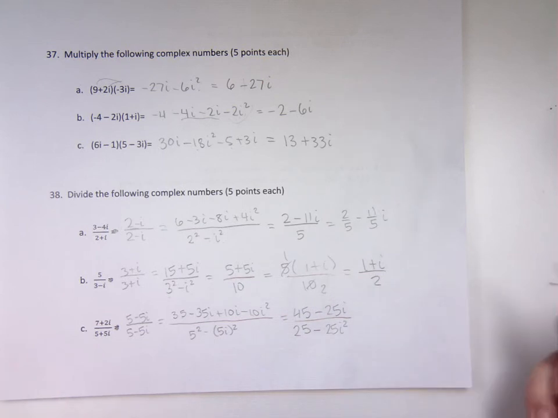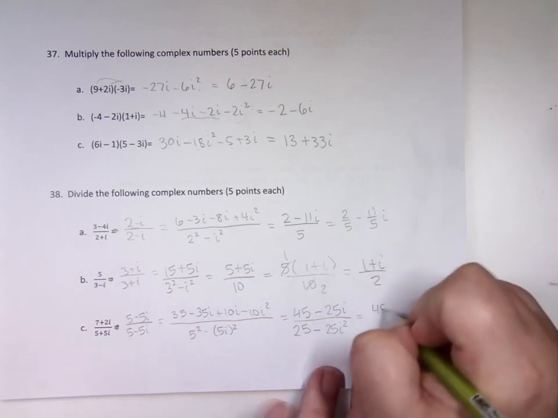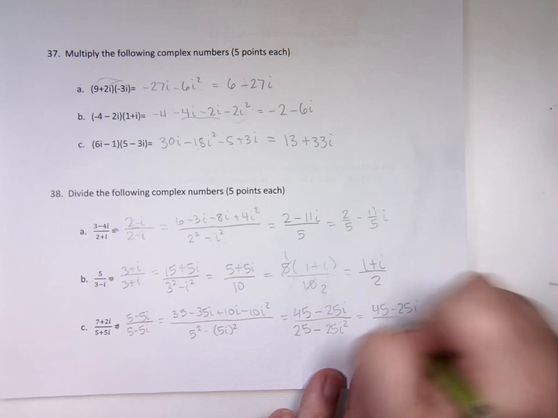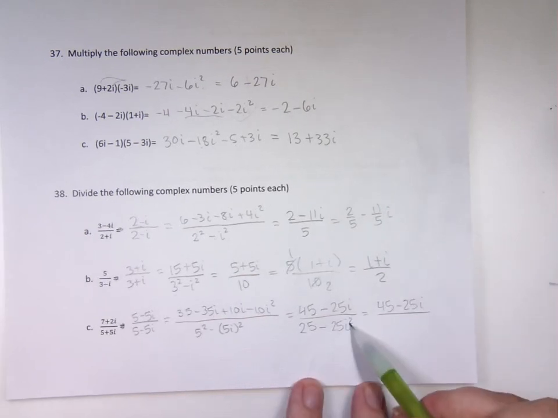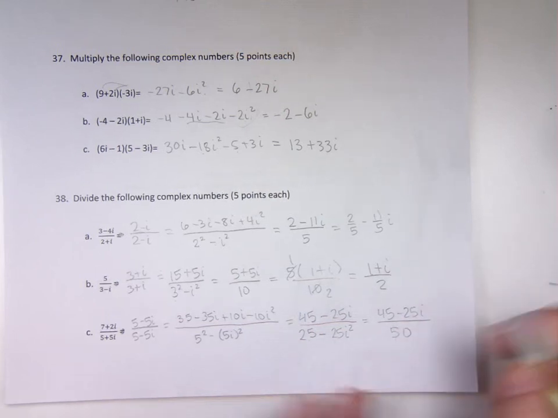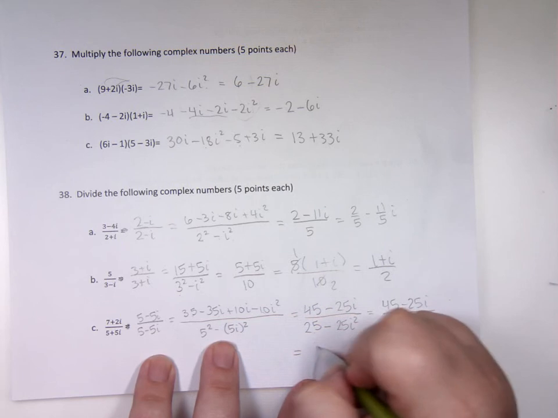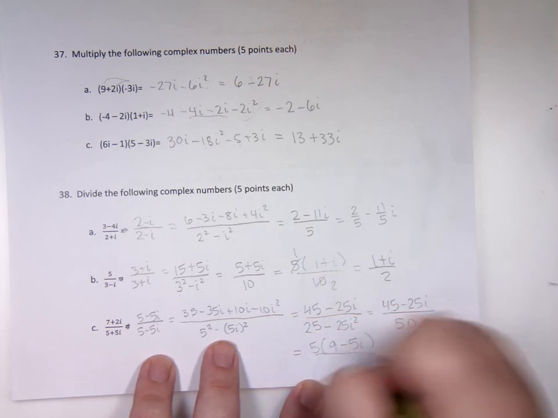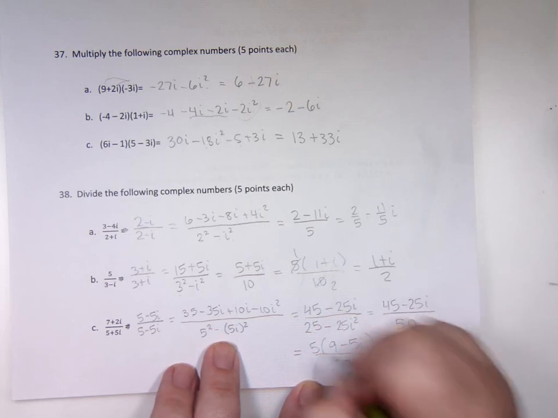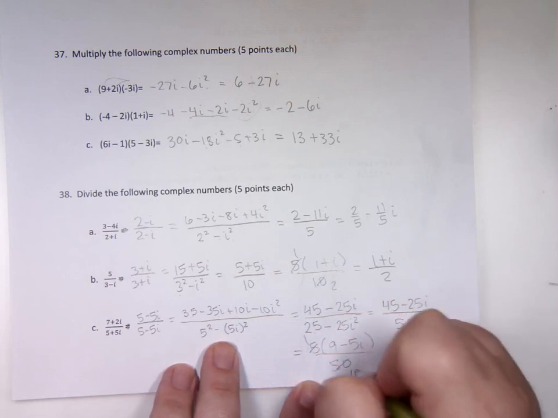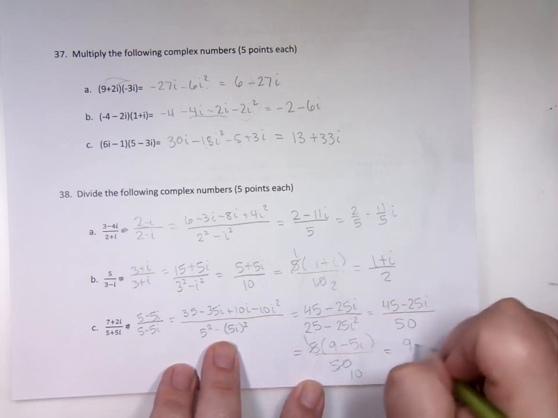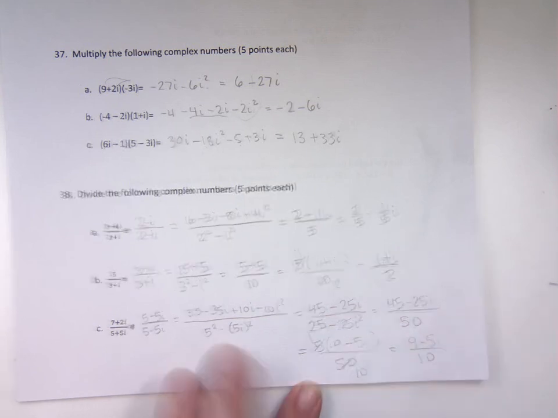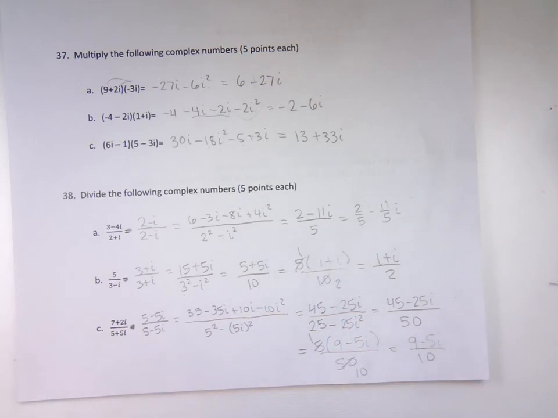So we've got 45 minus 25i. And then this is negative 1 times negative 25, so that's going to be a plus 25. 25 plus 25 is 50. And again, we can pull out a 5. So we've got 9 minus 5i on the inside. We could do some canceling. And our final answer, 9 minus 5i all over 10. All right, and that's it for all the Tech Math 1 stuff.